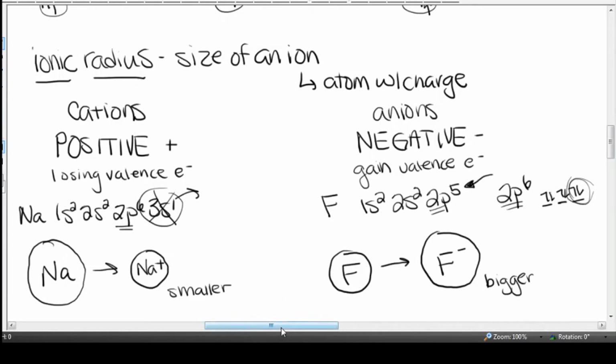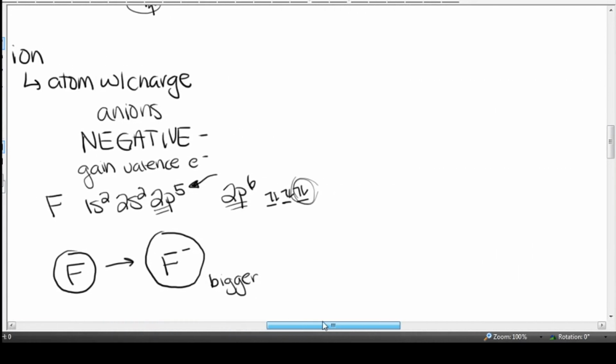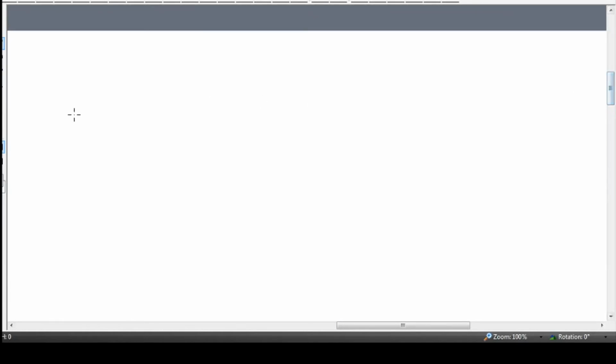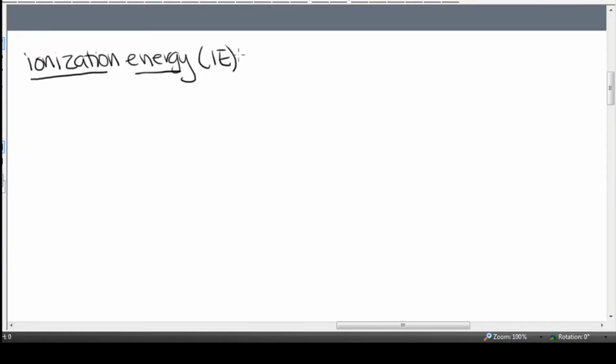Okay, so moving on to our second trend. And this trend is going to help us explain why those alkali metals got more weight. And this trend is called ionization energy, often abbreviated simply as I. And this is exactly like its name says.